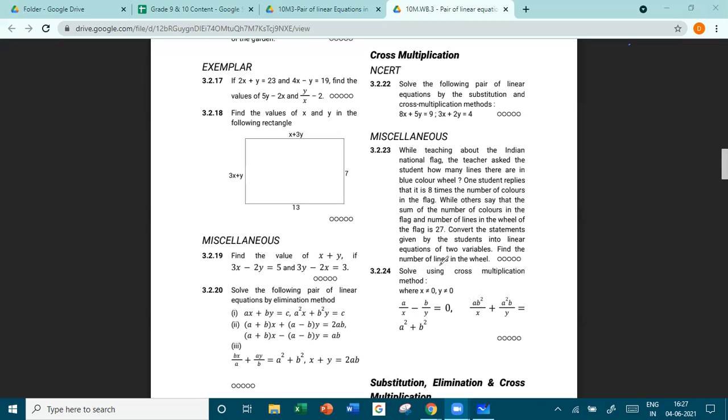Don't do that, because in some cases the answer might come correct, or it might tally with your thought process, but most of the time these are all hypothetical scenarios, right? So whatever is given, try to make use of only that to solve. Okay. So yeah, it is 8. The teacher asks the student how many lines are there in the wheel, right? So definitely that is your first variable.